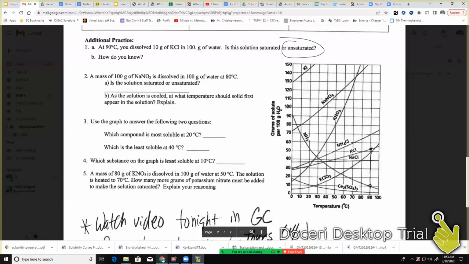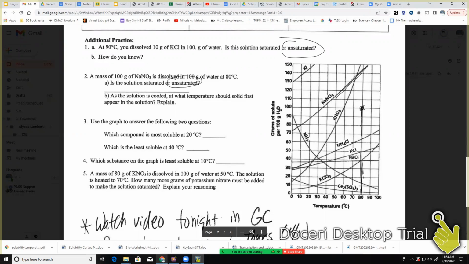All right, let's look at number 2, which I completely forgot how to do in one of my classes, but I've regrouped since then. We have a mass of 100 grams of sodium nitrate at 80 degrees. So I'm going to look for my 80 degrees, and that's right here. It says we have 100 grams. 80 degrees, 100 grams. So is that saturated or unsaturated or supersaturated? This is sodium nitrate. This is what I'm interested in. So once again, that is unsaturated.